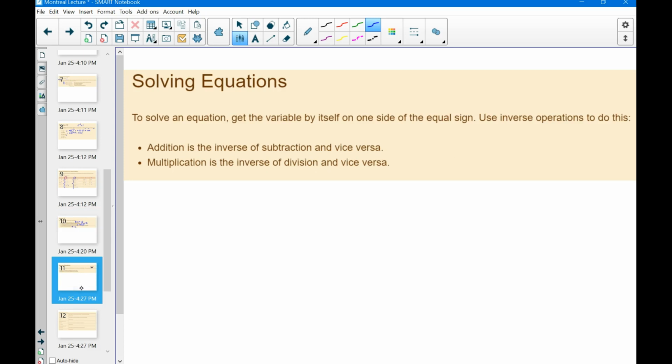Next one, solving equations. This is probably the most important part of math. You have to be able to solve an equation. To solve an equation, you have to get a variable by itself on one side of the equal sign. Use inverse operations to do this. I'll do these slowly so you'll see what happens, but basically it goes like this. Addition is the inverse of subtraction, multiplication is the inverse of division, and so on.